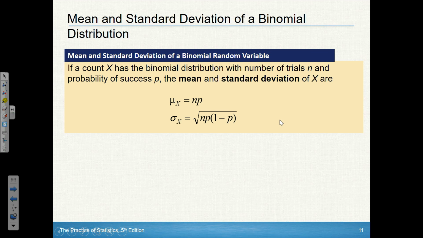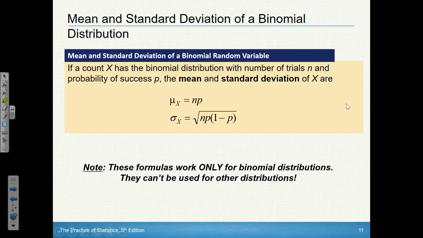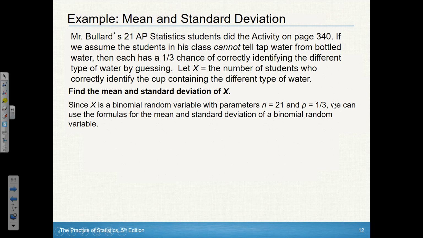So we can go ahead and use those two formulas rather than having to rely on the more lengthy discrete random variable formulas. But we have to keep in mind that in order to use these, we have to establish that the distributions are binomial first. So let's look at an example.